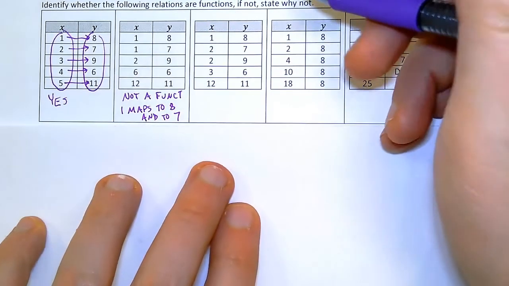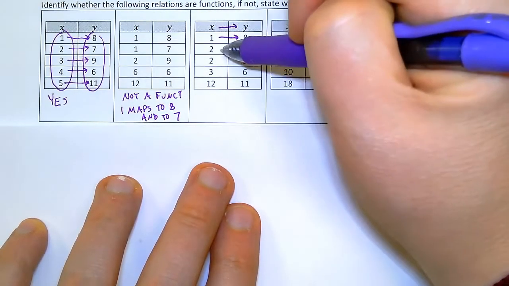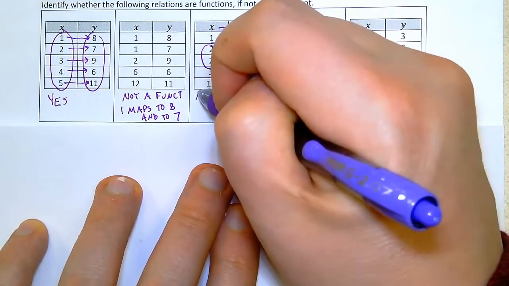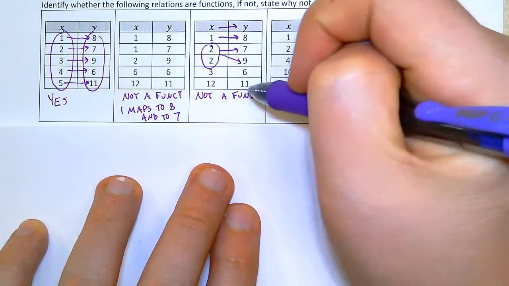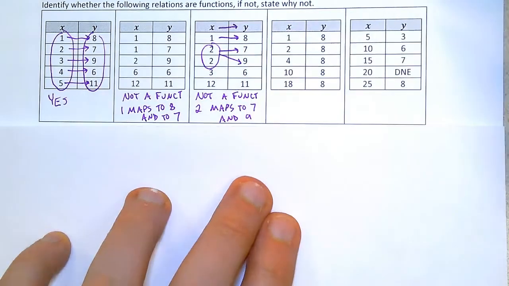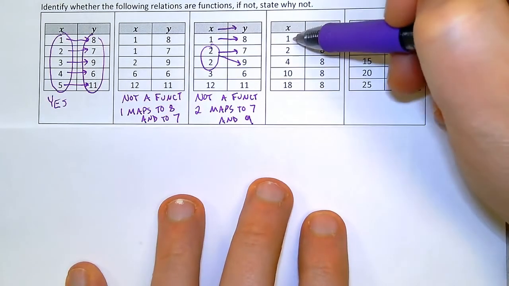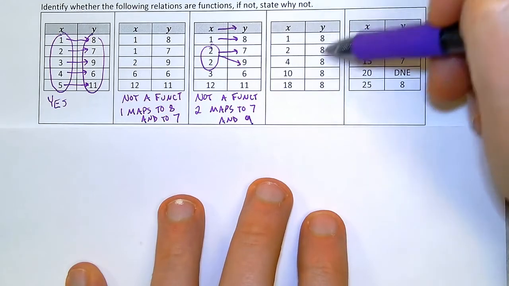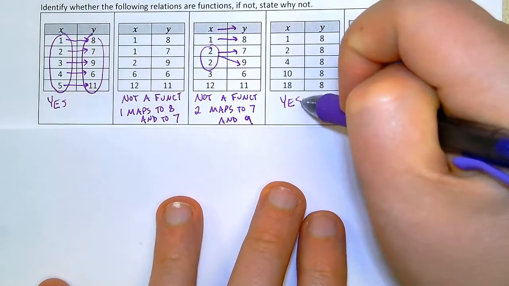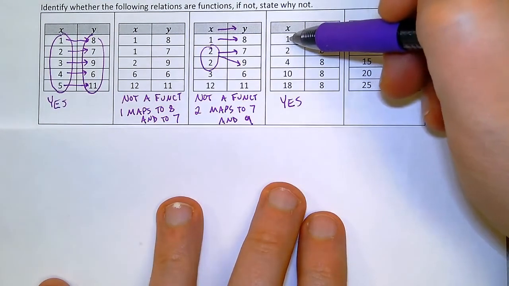Okay. And as long as our direction is from the left column to the right column, like that, then we're good. But we see here again the number 2 is mapping to both 7 and 9, so this is not a function. The next one, you see all of these repeat 8 values, but 1 maps to 8, 2 maps to 8, 4 maps to 8, 10 maps to 8, and 18 maps to 8. This is a fine setup. It is allowed. You can have multiple inputs mapped to the same output. What you don't want to have is one input mapped to 2 different outputs.